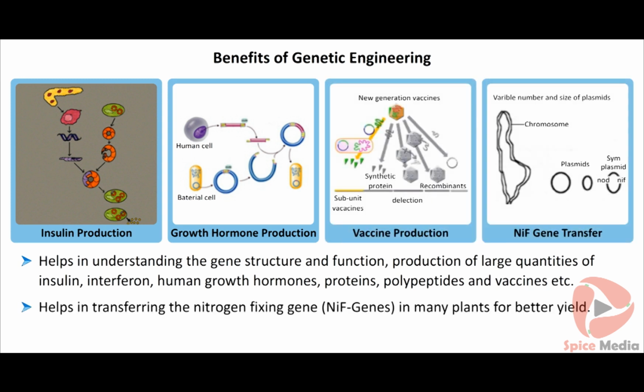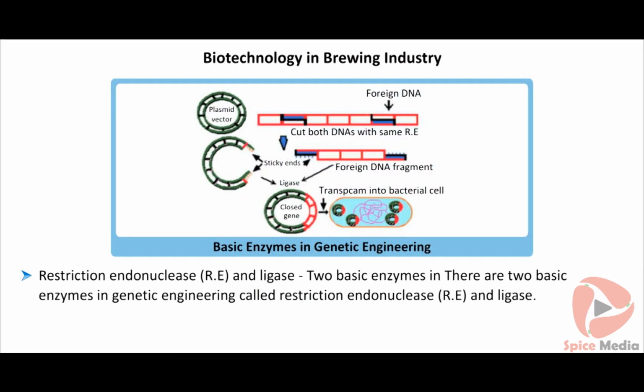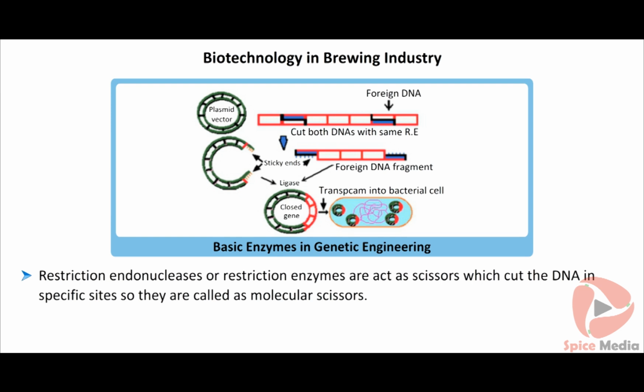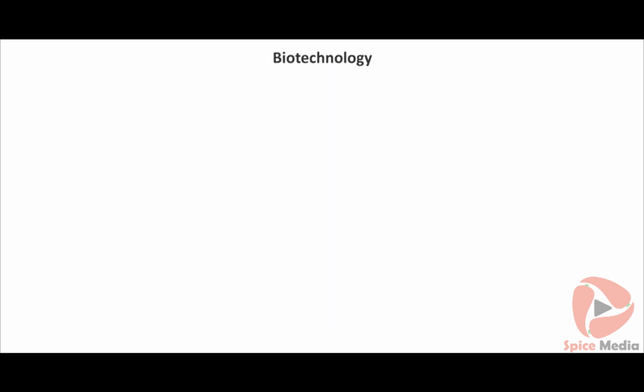Its uses in agriculture are vast as it helps in transferring the nitrogen-fixing gene into many plants, which enhances productivity. There are two basic enzymes in genetic engineering called restriction endonuclease and ligase. Genetic engineering developed after the discovery of these two enzymes. Restriction endonucleases or restriction enzymes act as scissors which cut the DNA at specific sites, so they are called molecular scissors. Ligases act like a paste which helps to join the broken DNA fragments.